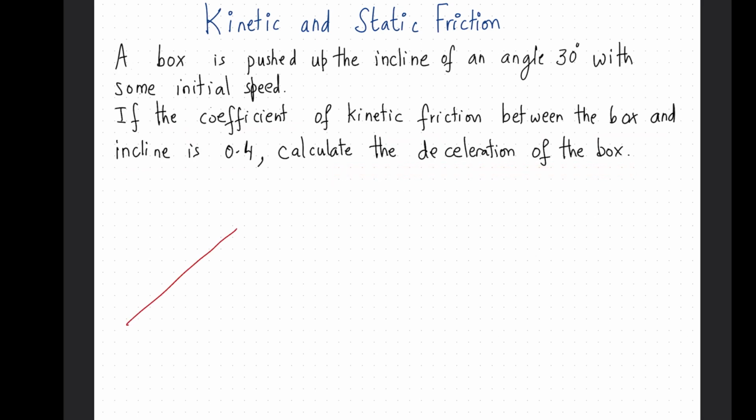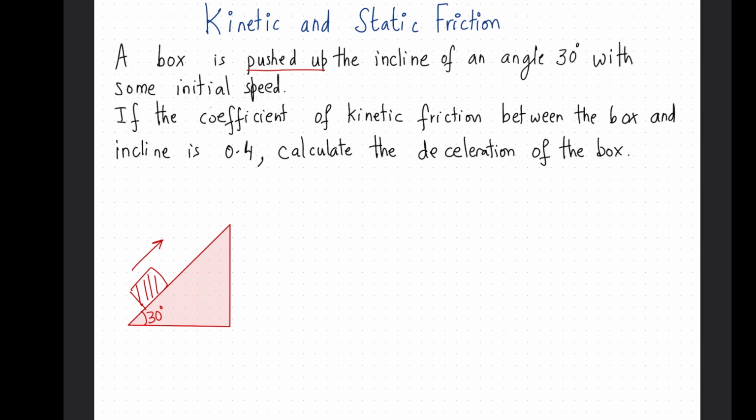So again, we will first try to visualize it. What is the information given to us? We have got an inclined plane which makes an angle of 30 degrees. Now here the box is being pushed up. So this is our box and it's being pushed up.